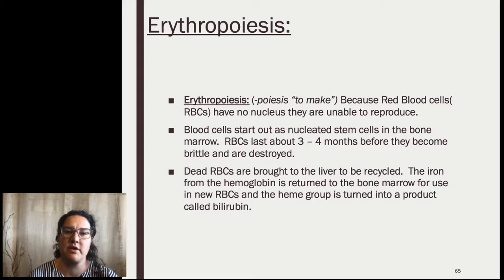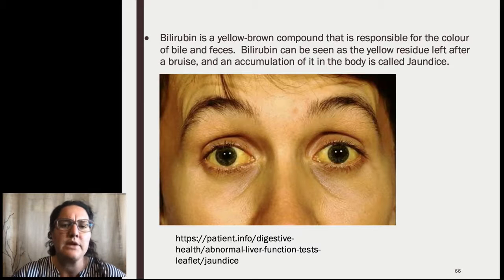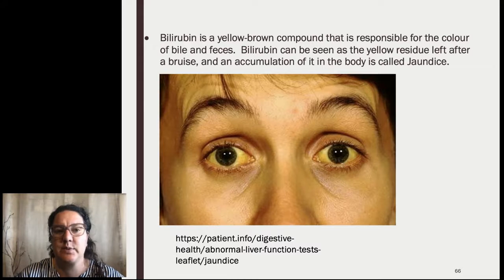Dead red blood cells are brought to the liver to be recycled, and the iron from the hemoglobin is returned to the bone marrow to make new red blood cells. And the heme is turned into a product called bilirubin. So bilirubin is a yellow-brown compound that's responsible for the color of bile and feces because we excrete it. It can also be seen as the yellow residue after a bruise.